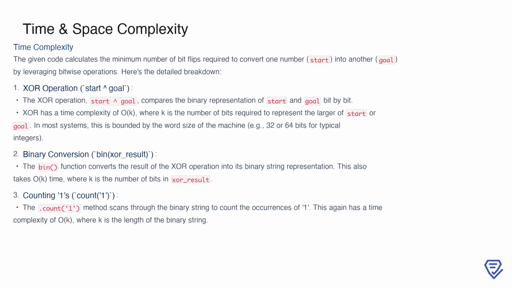Next, the bin function is used to convert the result of the XOR operation into its binary string representation. This conversion also takes O(k) time, as it processes each bit in the XOR result to generate the string. Finally, the .count('1') method is applied to the binary string to count the number of ones, which represent the differing bits between start and goal. This operation scans through the binary string, contributing an additional O(k) to the time complexity. Together, these steps demonstrate a clear linear relationship with respect to the number of bits, k.